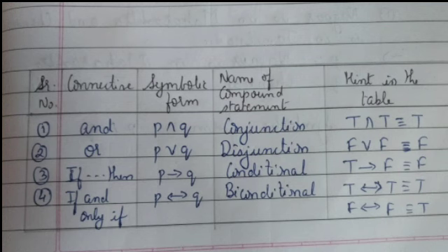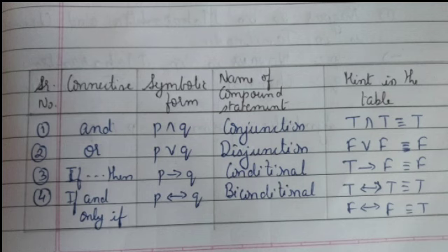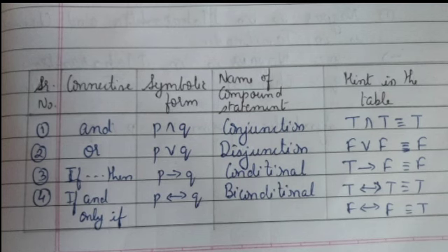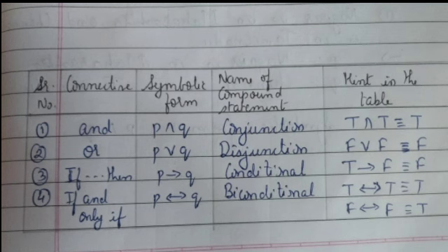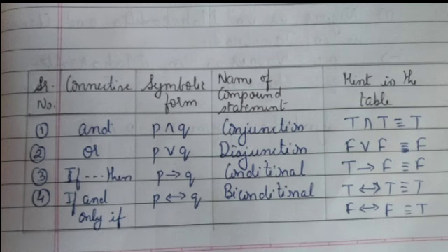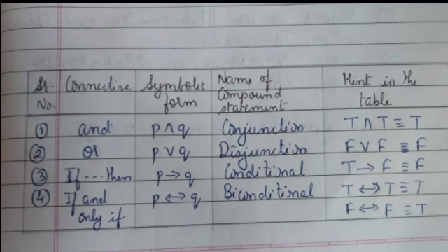Today we are going to study truth table, logical equivalence, tautology, contradiction, contingency. Before starting, we will recall some things which we have studied in the last lecture. So I have made here the last table which we have already learned in last lecture.